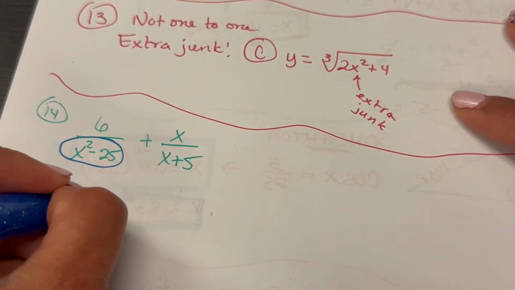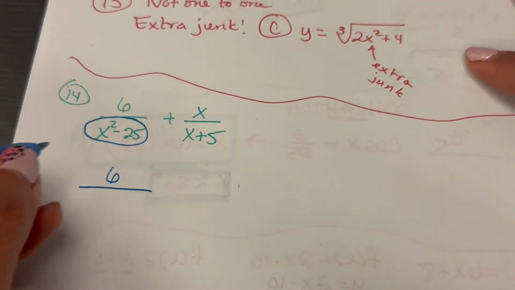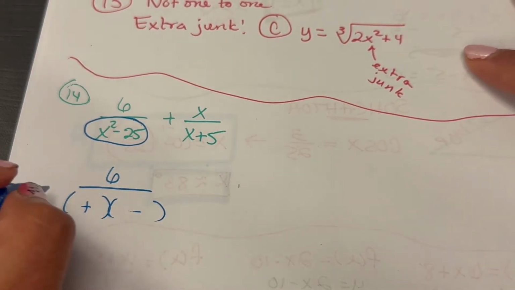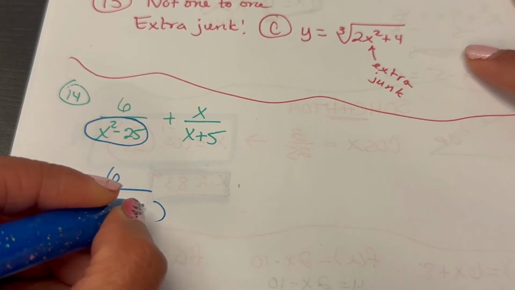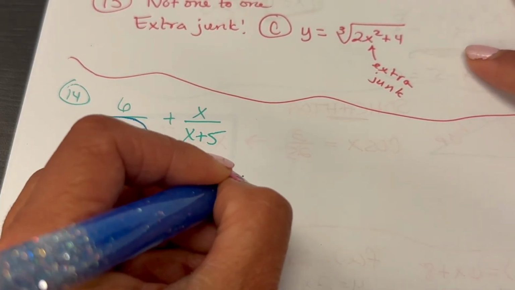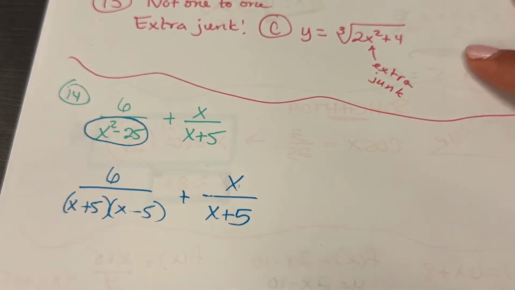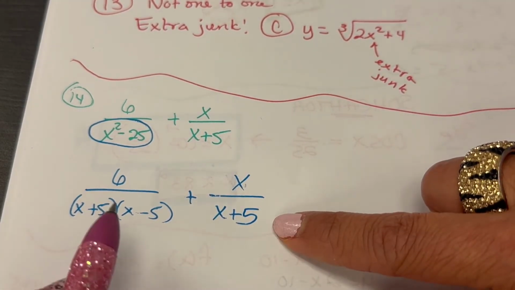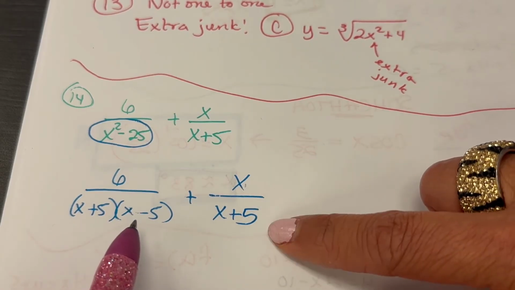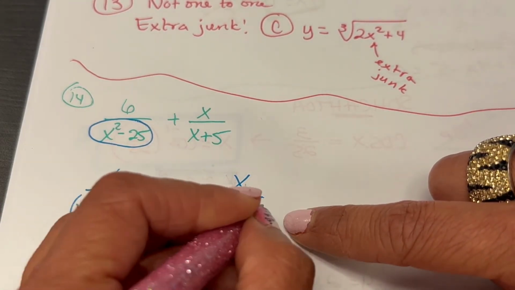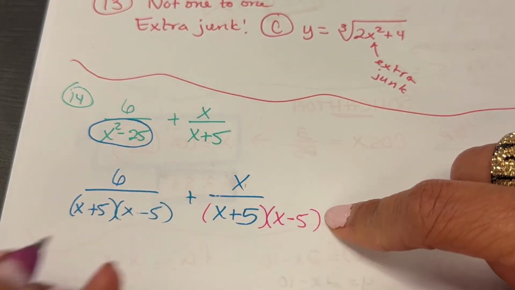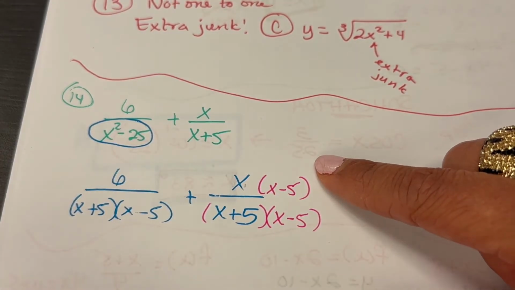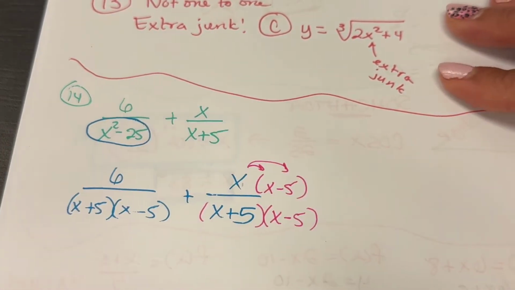So I'm going to have 6 over x squared minus 25, which is a difference of two perfect squares. It's going to have the same factors, one with a plus, one with a minus. So we've got an x plus 5 and an x minus 5. Okay, the other fraction has an x plus 5. What it doesn't have is an x minus 5, and I need these to be the same. So to make this one have an x minus 5, I have to multiply by x minus 5, but whatever I do to the bottom, I have to do to the top. Okay, and we're going to need to distribute this.